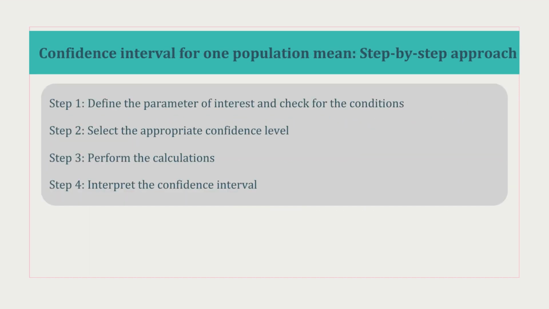Now, to construct a confidence interval for one population mean, we will follow a step-by-step approach. In the first step, we will define the parameter of interest and check for the necessary conditions for the sampling distribution. In the second step, we will select the appropriate confidence level. In the third step, we will calculate the sample statistics and perform the corresponding calculations, and in the fourth and final step, we will interpret the estimated confidence interval.